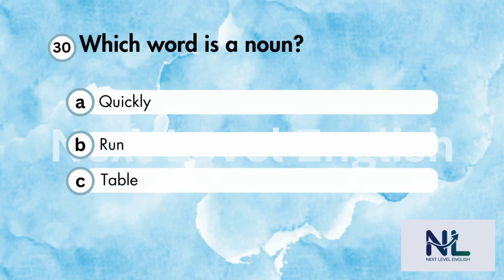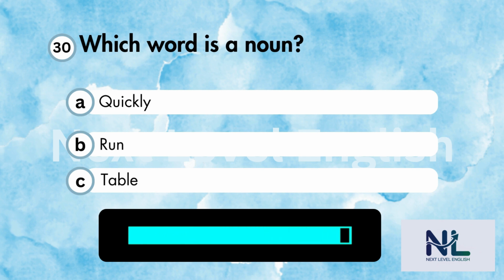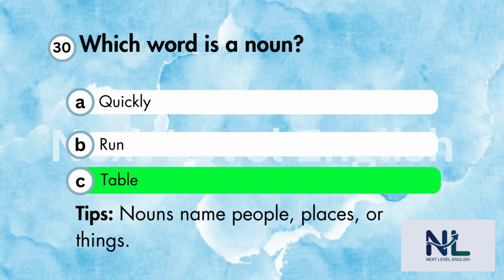30. Which word is a noun? Table. Tips: nouns name people, places, or things.